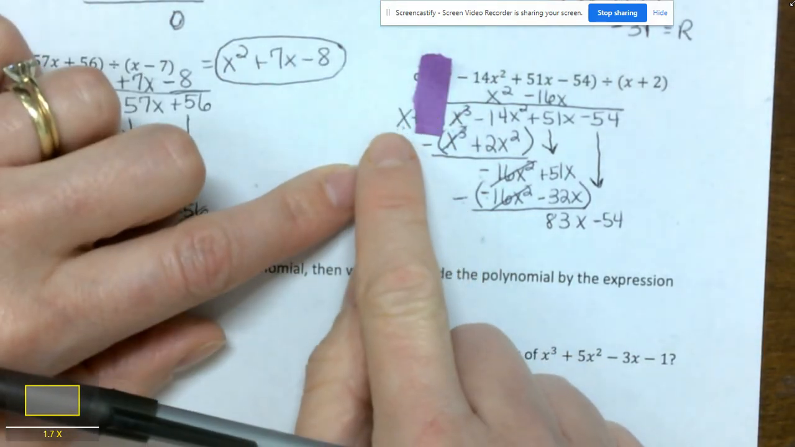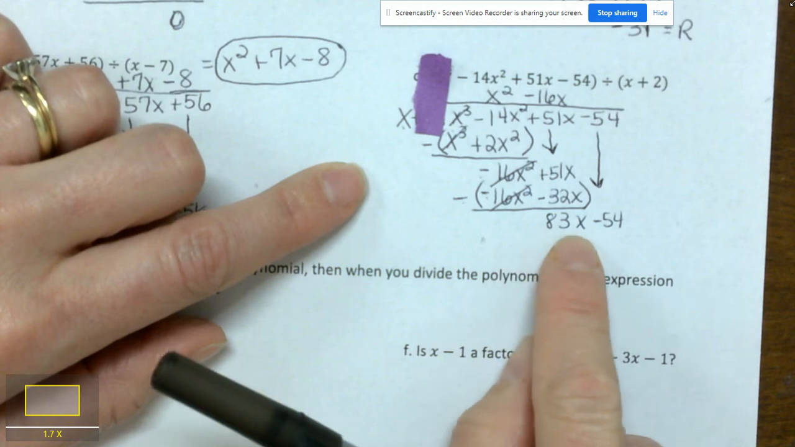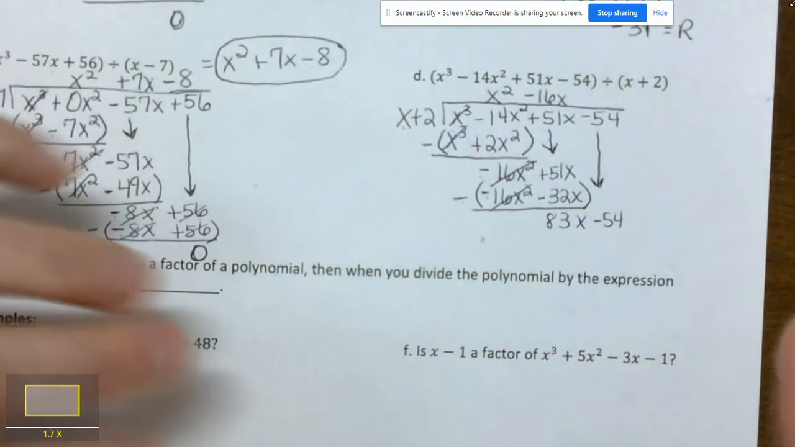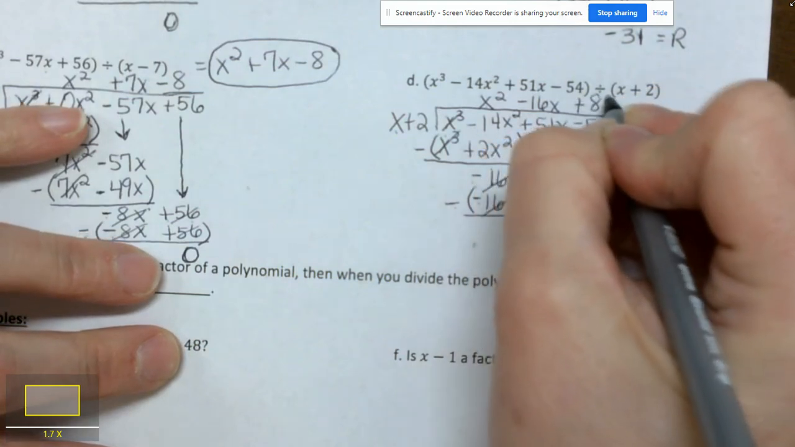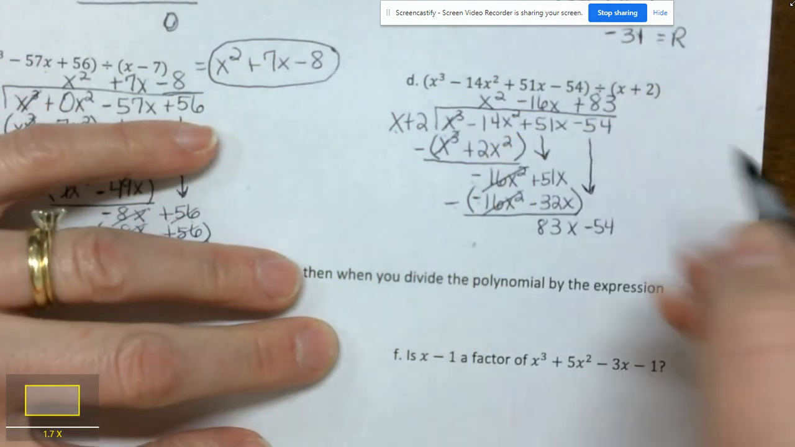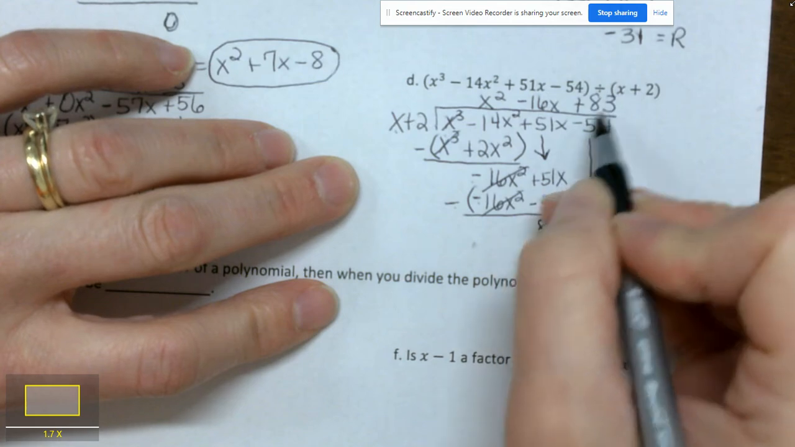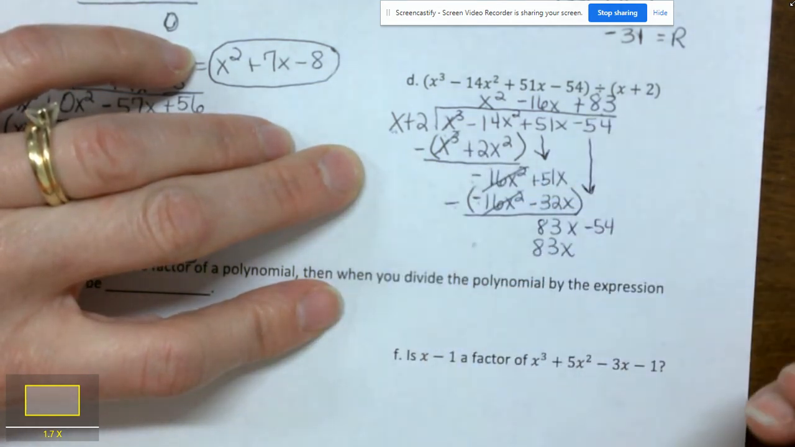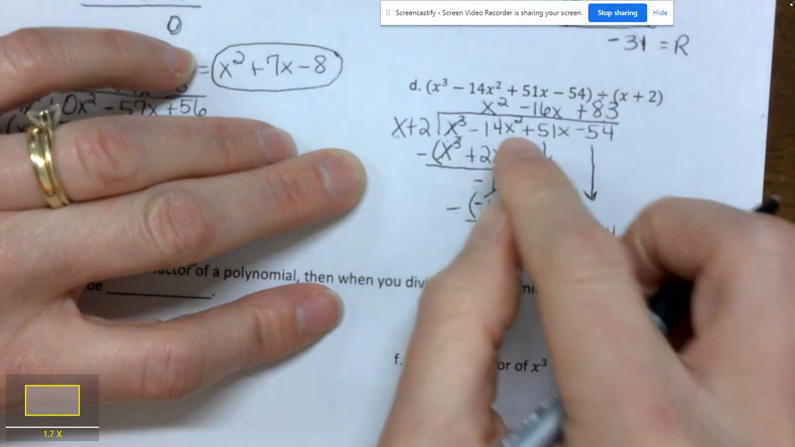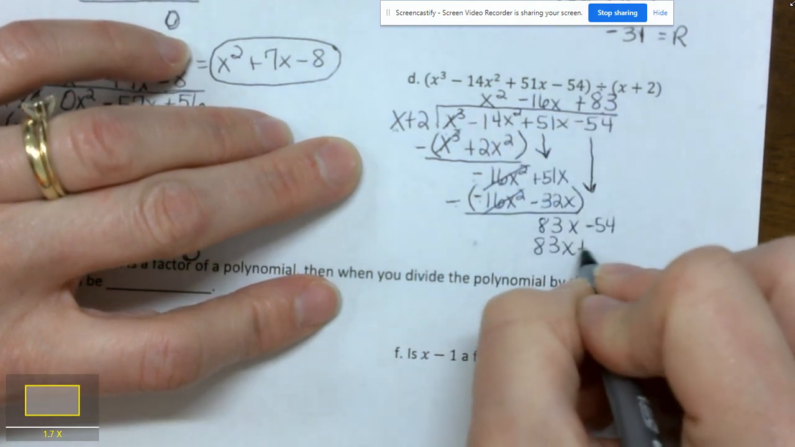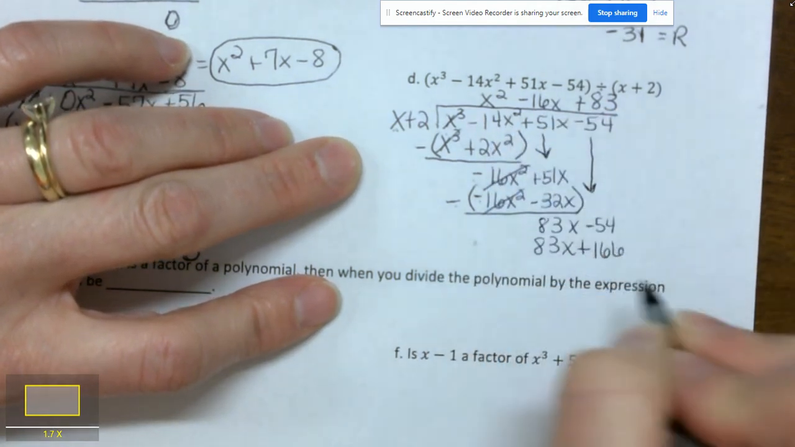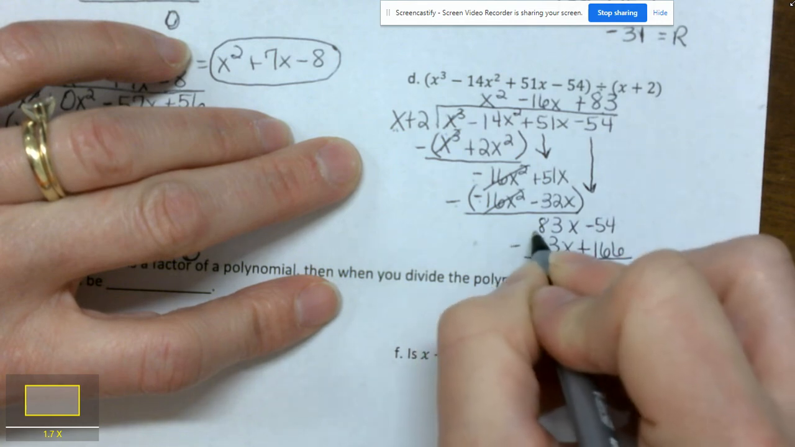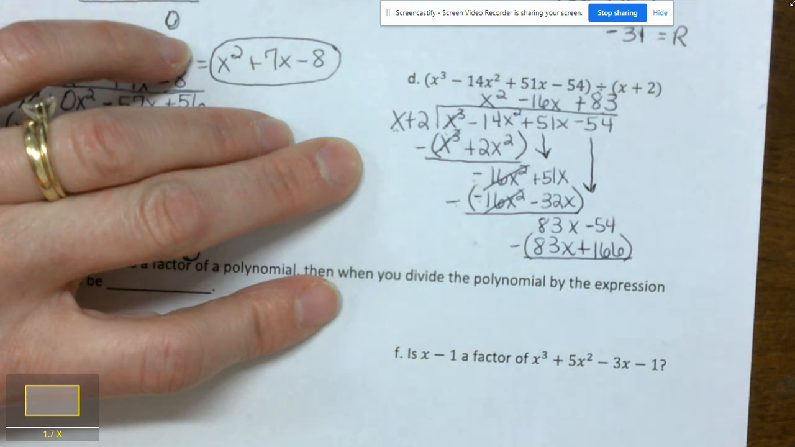What can I multiply x by to get 83x? What do I multiply x by to get that? So that would be 83. So this is going to be plus 83. Then we're going to multiply. 83 times x is 83x. And 83 times 2, if you put that in your calculator, you're going to get a positive 166. Draw your line, subtract, and put your parentheses.